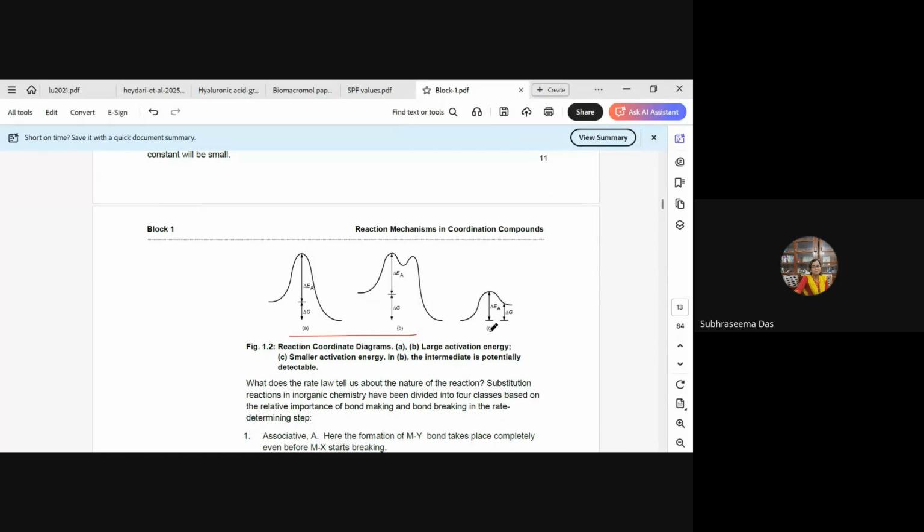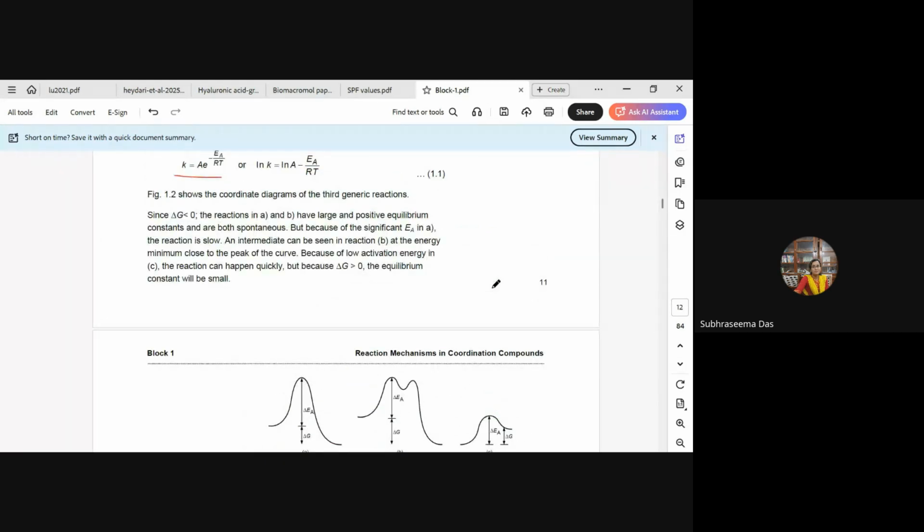But here in figure C, the activation energy, if you see, is very less. So activation energy being large implies that we have to supply some energy so that the reacting molecules cross the threshold energy, or they have to pass through this activation energy to form the product.